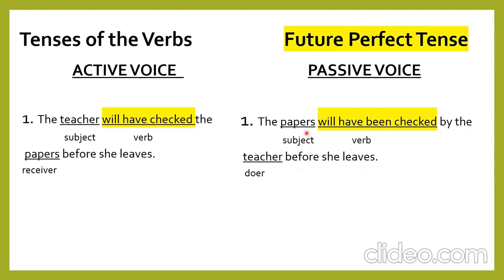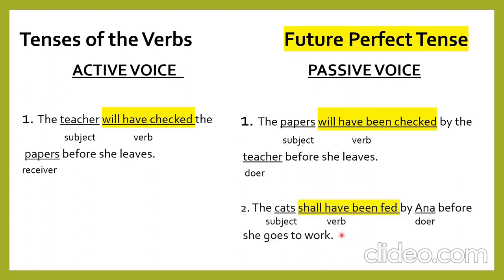The subject is papers, the verb is will have been checked, and the doer is teacher. Teacher is also the doer here, but it's the subject. The verb is just will have and then the past participle check. But in passive voice, we added been because it's passive and because it's perfect tense.